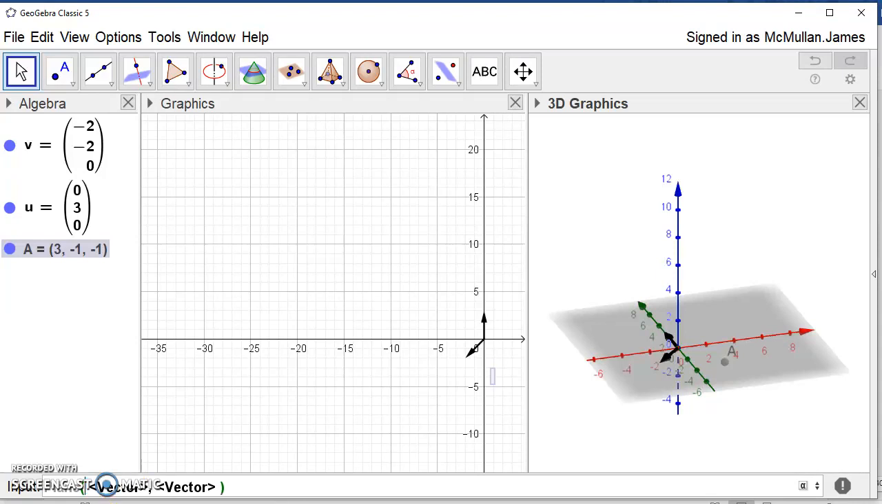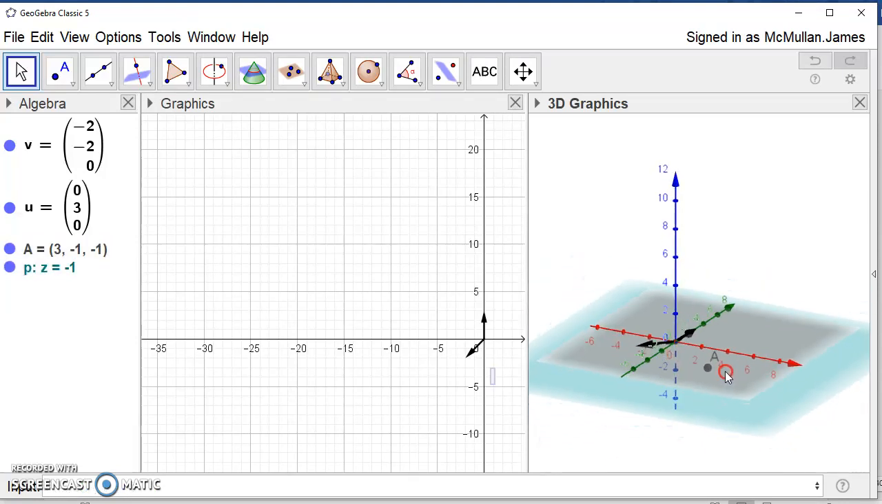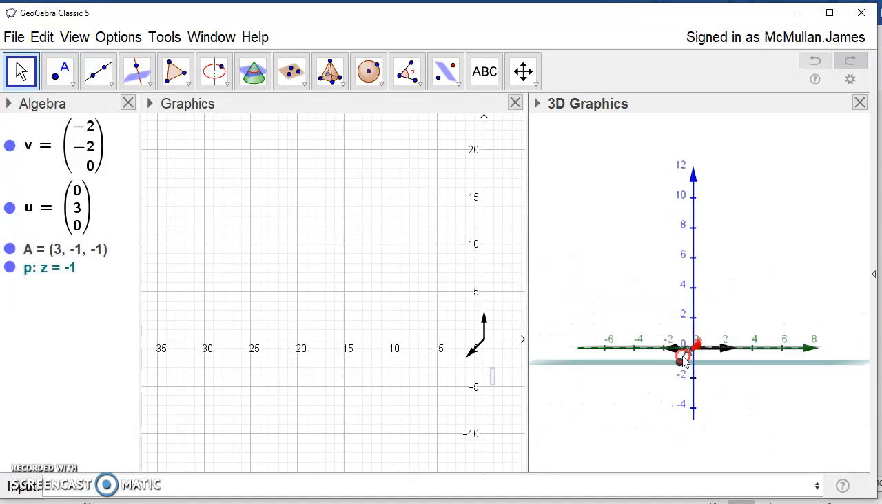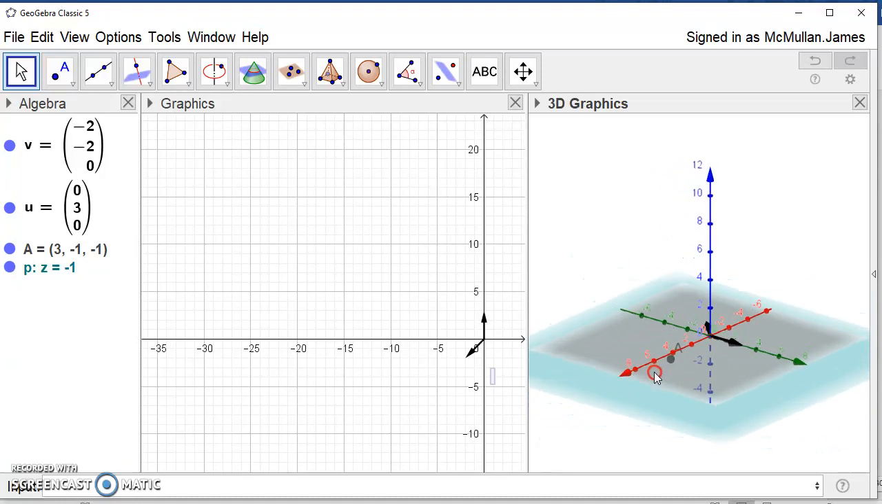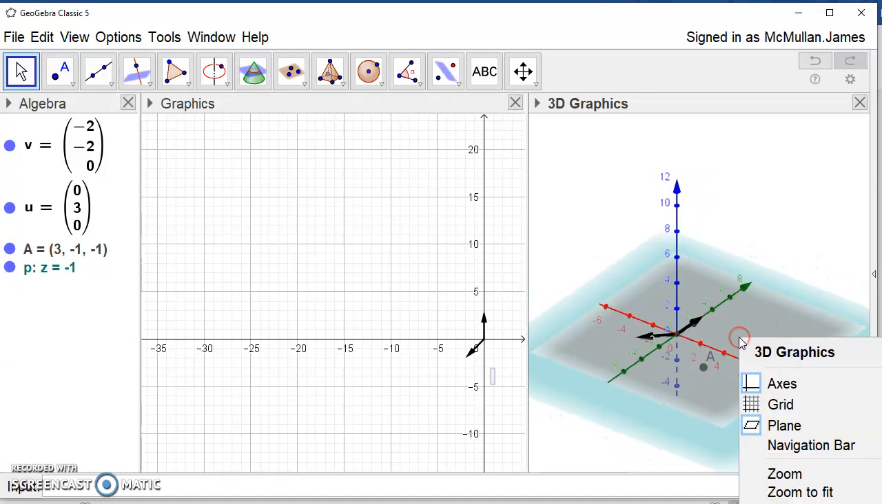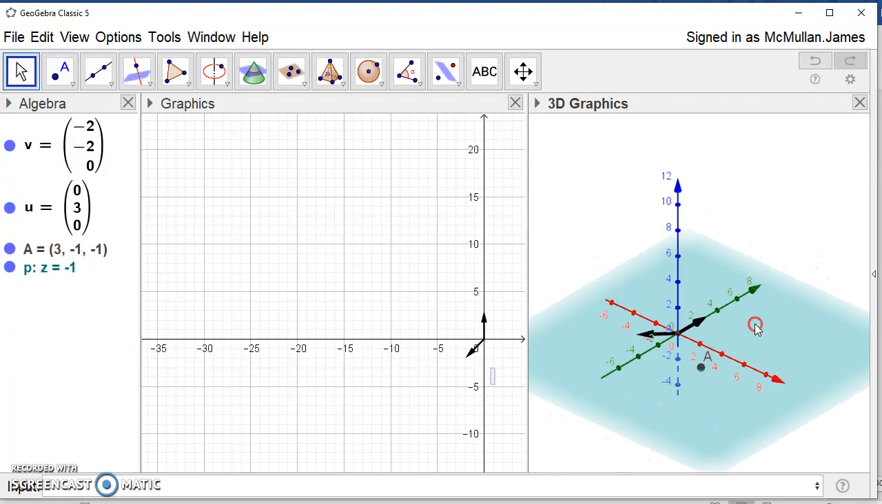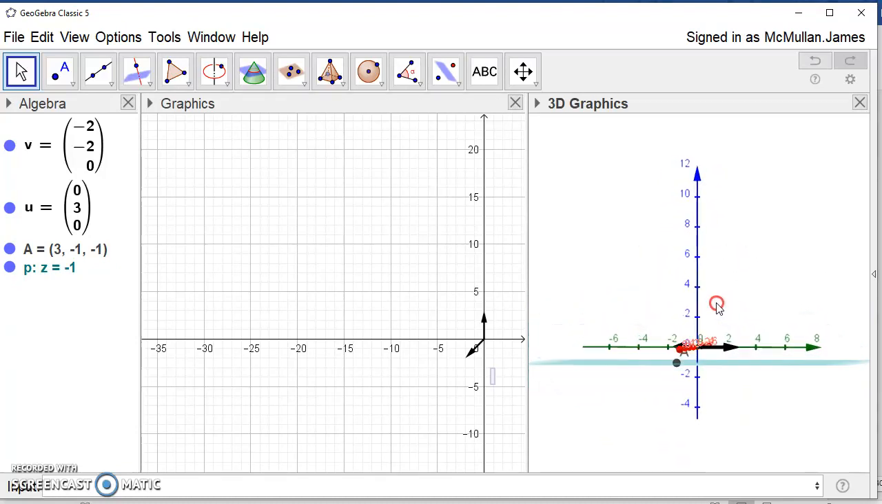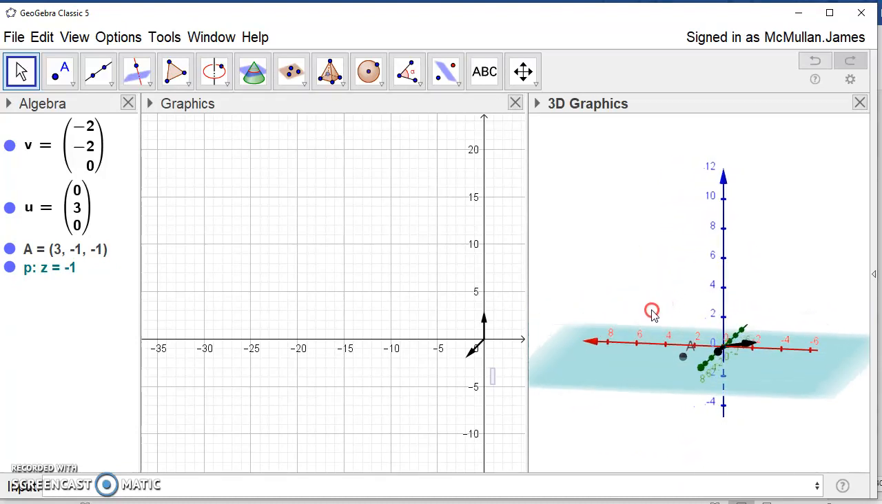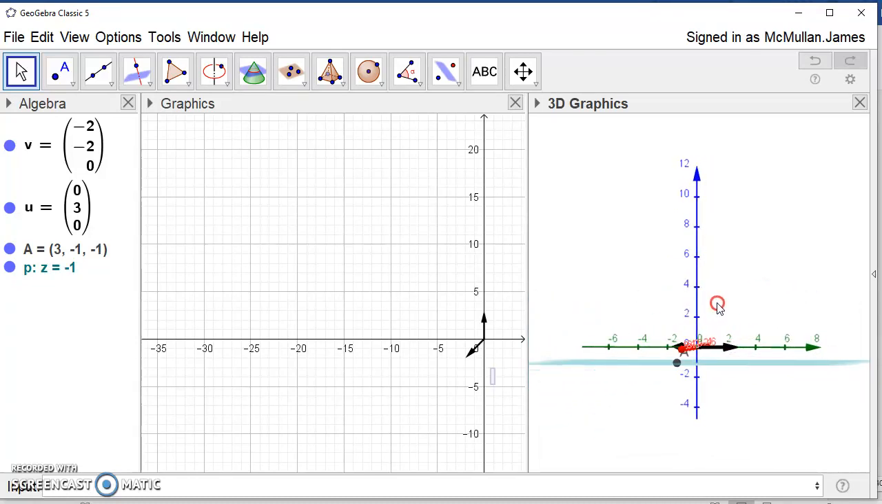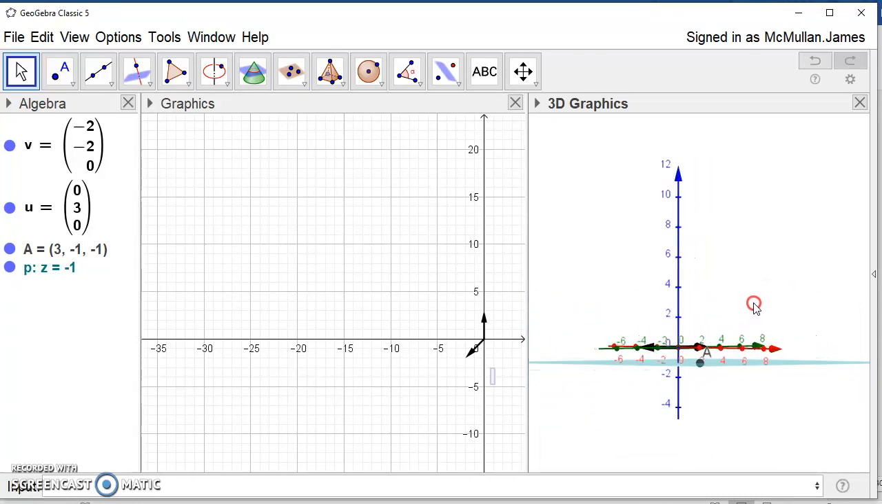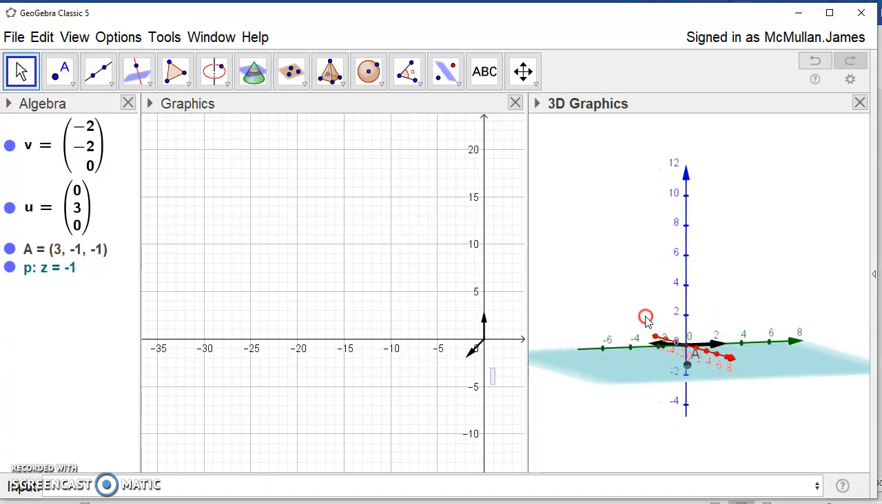So point, vector, vector. So we're going to go, okay, A, v, and u. And that specifies a plane. It's the blue plane here we're looking at. I'm going to just disable the plane there that exists, so we can just look at the one we're interested in. It's parallel to the two vectors I created, and it passes through point A.